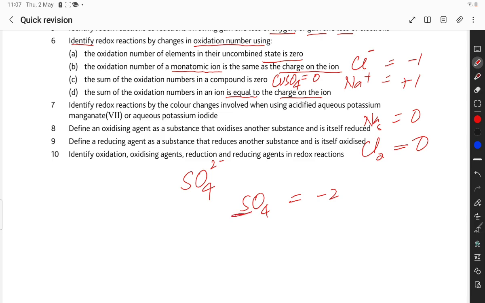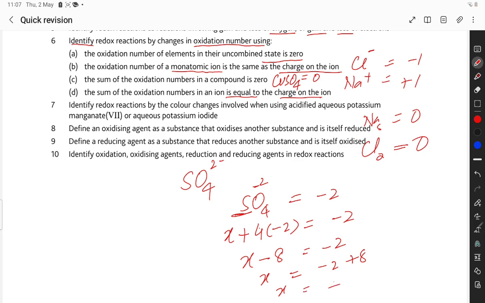And how to find out? Take X plus the number of atoms, 4, for oxygen, whose individual charge is -2. So X plus 4 times -2 is equal to -2, X minus 8 is equal to -2, or X is equal to -2 plus 8. So X is +6. It means sulfur has a +6 oxidation number. You can find out the charge of ionic species like this.